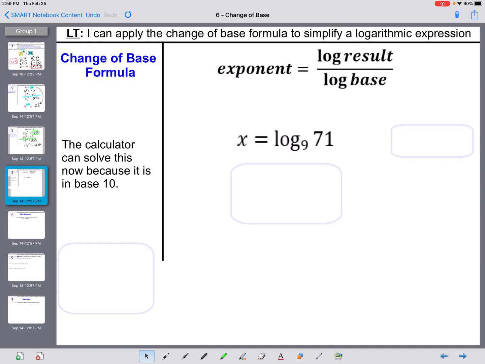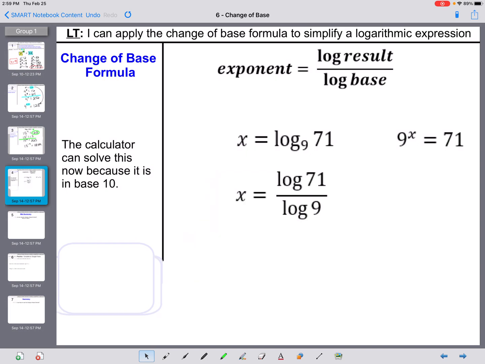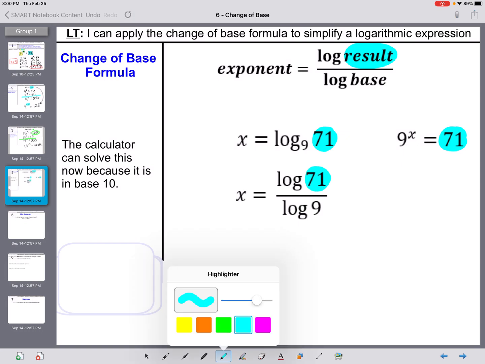Now if you were to try to solve this over on the side like we normally do, you would notice your guess and check method doesn't work because there is no exponent you can raise 9 to that will give you a value of 71. So that means it's going to be a decimal. So 9 to the x power equals 71 will have to be solved using this formula. So what we do with the formula is the value of your exponent will be equal to the log of the result, which in this case was 71, and we are going to divide it by the log of the base, which in this case was 9.